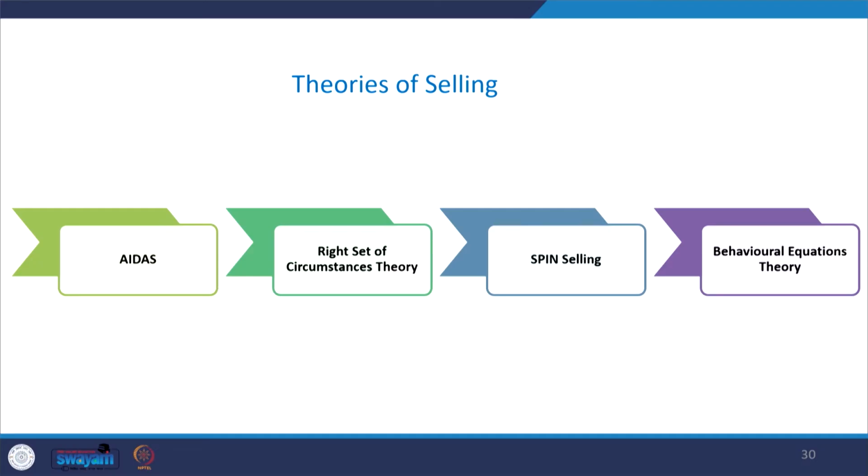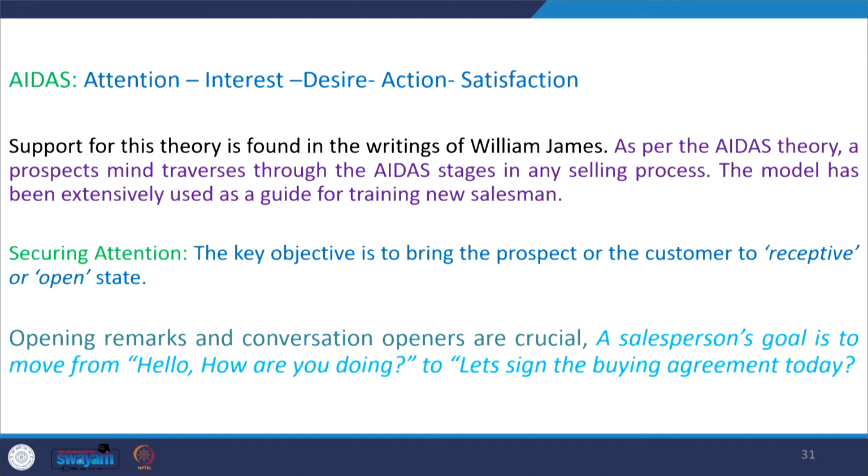So now, as you have understood the various transformative and evolved facets of the selling process, we'll discuss in brief various theories of selling. So we'll be precisely talking about 4 key theories. First one is AIDAS, which is the attention, interest, desire, action and satisfaction model. We'll be talking about the right set of circumstances theory, spin selling, and finally we'll be moving to the behavioral equations theory. Now first let's start with AIDAS.